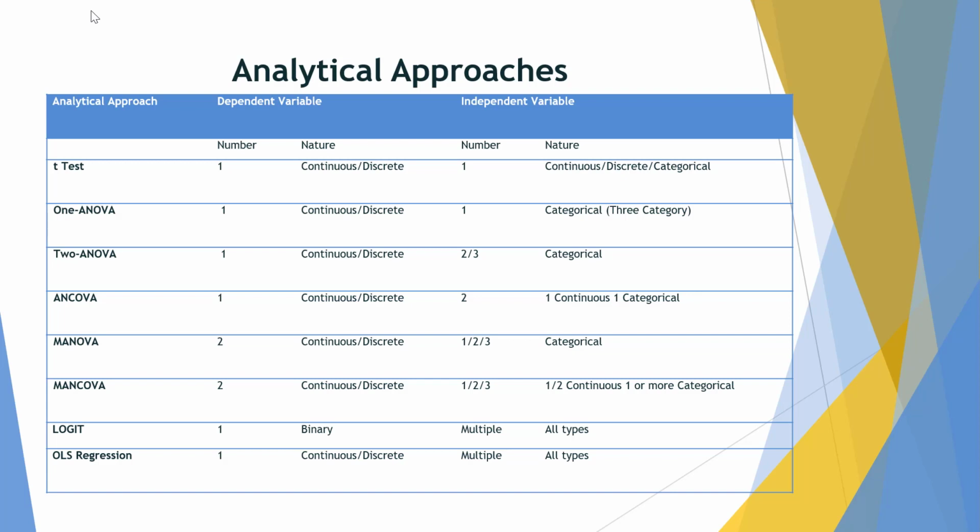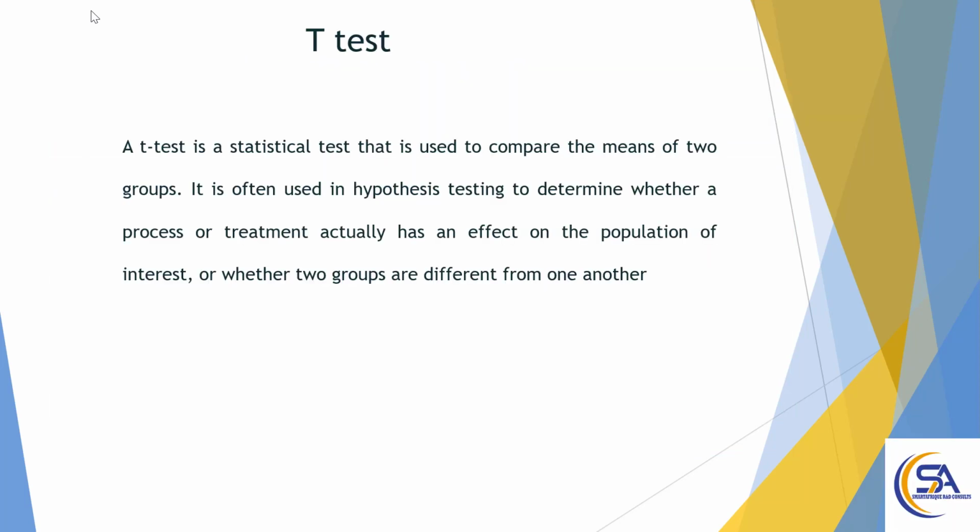Okay, for logit, your dependent variable is binary, and you have, of course, multiple independent variables, and it takes all types. OLS, one dependent variable that is discrete or continuous, and multiple independent variables. And correlation is not here. Okay, let me quickly talk about correlation. Correlation, you have one continuous independent variable and one continuous dependent variable. All right, this is just a guide in choosing which analytical approach to use.